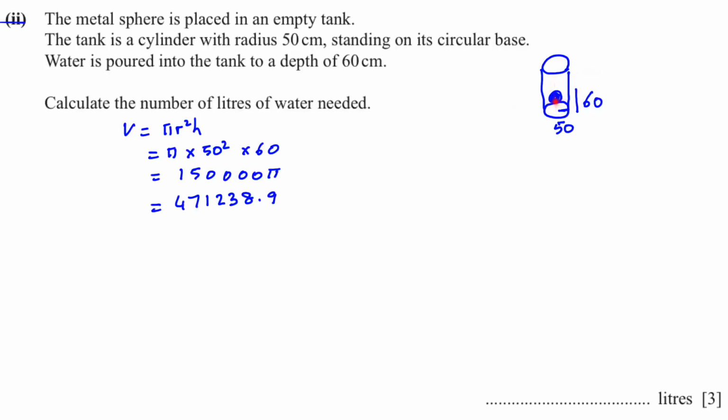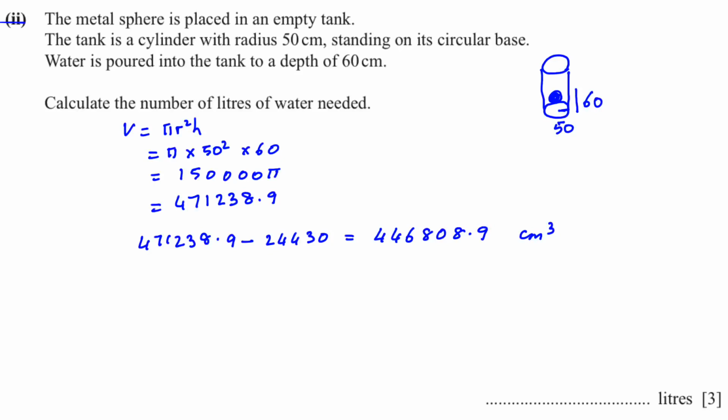Now that you're placing the metal ball in it, how much more water will you need? So we'll subtract the volume of the sphere. In part 1, we have been told that the volume of the sphere is 24,430. So volume of the cylinder minus the volume of the sphere will give us 446,808.9 cubic centimeter. This is cubic centimeter.